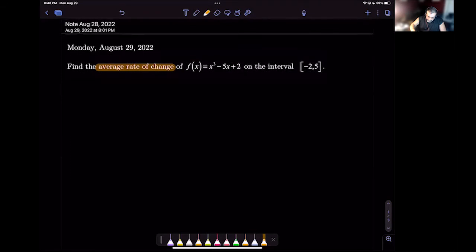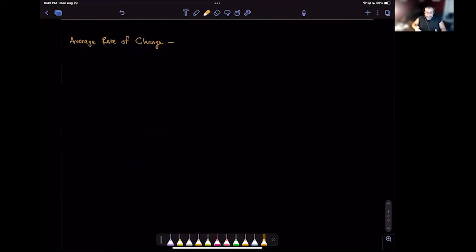If we go back and take a look, the question asks, find the average rate of change of f of x equals x cubed minus 5x plus 2 on an interval from -2 to 5. So again, we're looking for that keyword. That keyword is average rate of change. Now, you're probably familiar with this from your previous classes, but every single time you hear average rate of change, I want you just to think of it as a 2-point slope. That's all it means, okay?